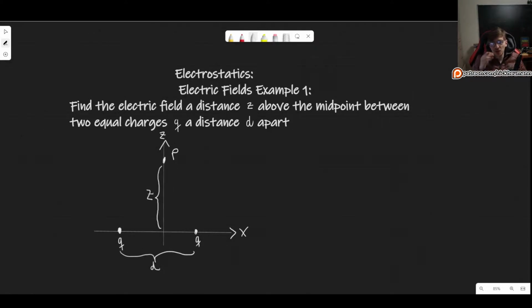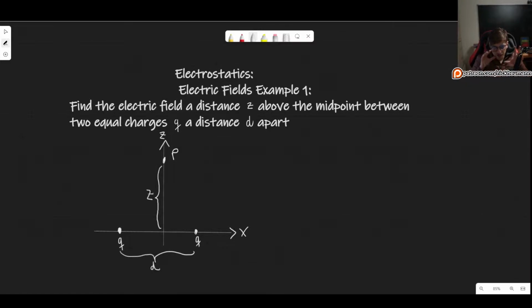Welcome. In this video, we will find the electric field at distance z above the midpoint between two equal charges q at distance d apart. This is a very common example for when you're just starting out with electric fields for point charges. And it is incredibly important that you understand every single part of this.